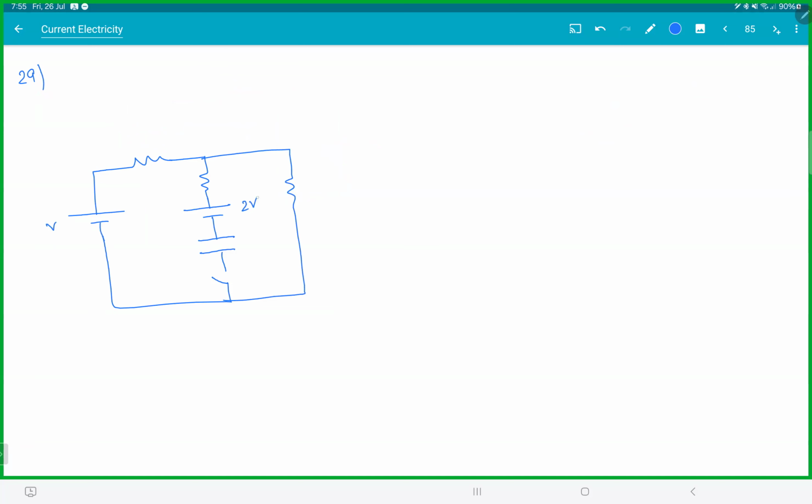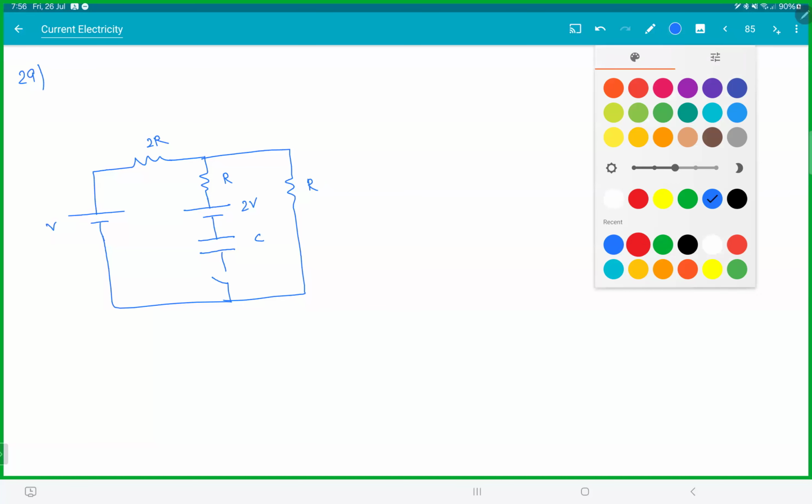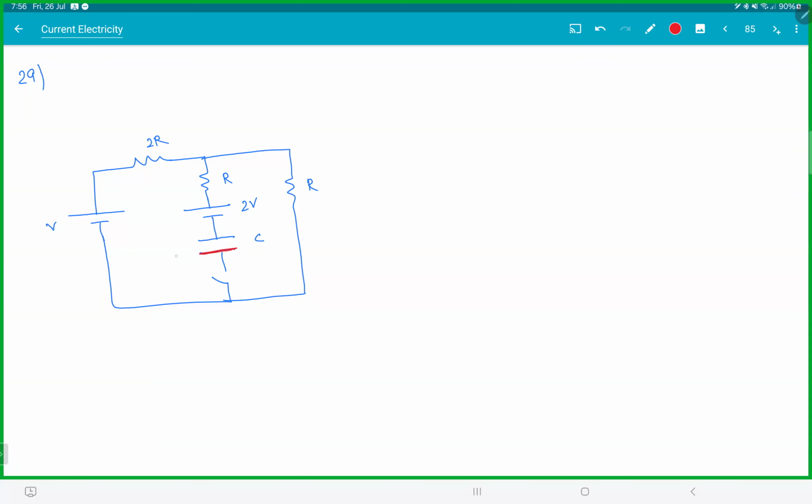This is V. This is 2V. This is R. This is 2R. This is R. This plate has the charge 3CV. At t equals 0 the switch is closed here. Find the charge on the red plate as a function of time t. The other plate automatically has minus 3CV. I'm not showing it.